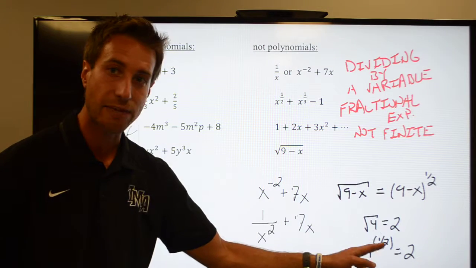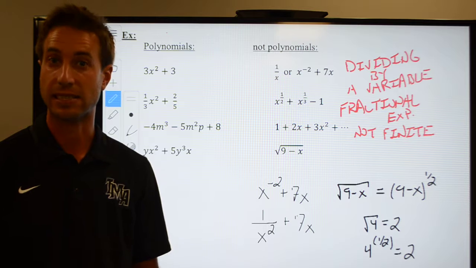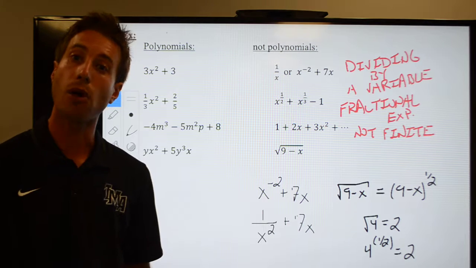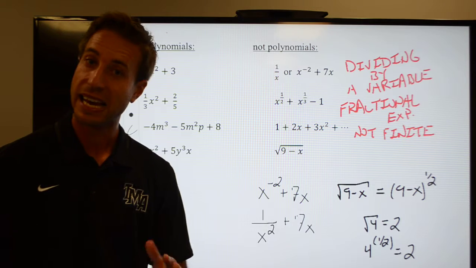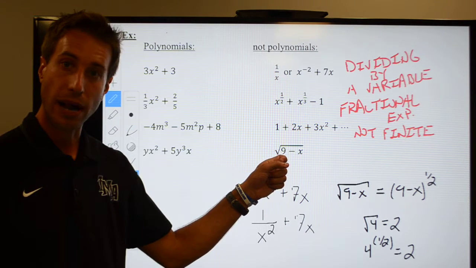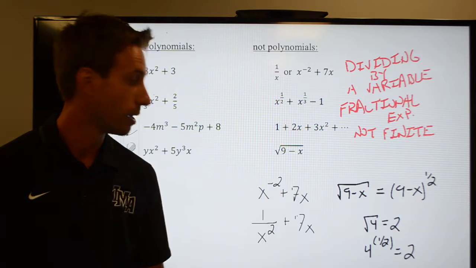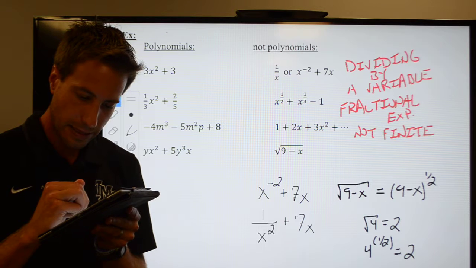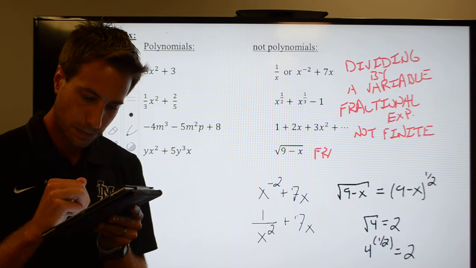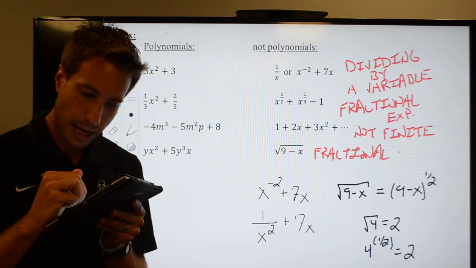Instead of writing a fractional exponent, we just simply write it as a radical instead. But now we know what the problem is. Our definition says exponents must be whole numbers. I don't have a whole number exponent. The radical tells me that I have a fractional exponent, an exponent of 1/2. So once again, in this one, we have a fractional exponent.